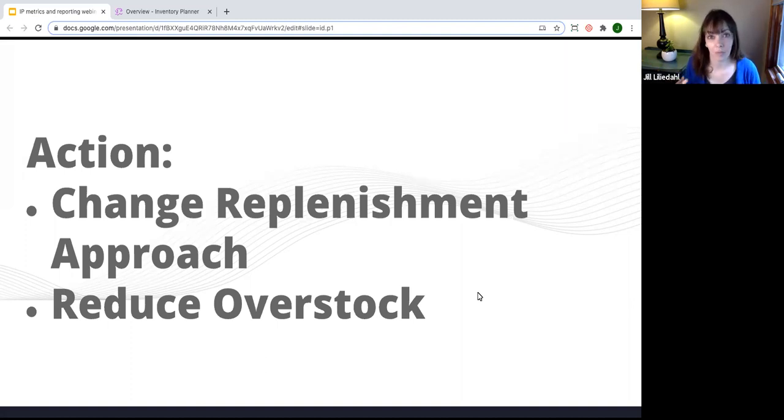And then if your sell-through is too low, you want to be looking at your overstock. What do we have on hand that's not moving? How do we get it out of here? Because it's really dragging down that number. So that's what you can do about that.